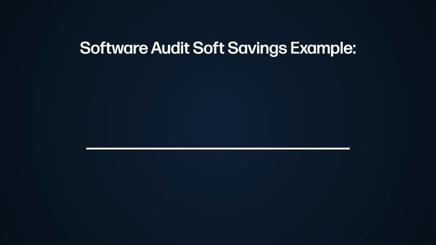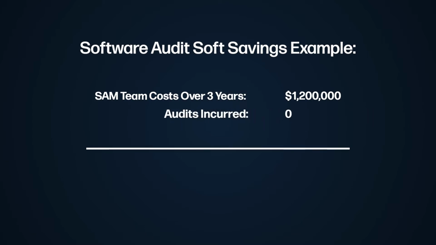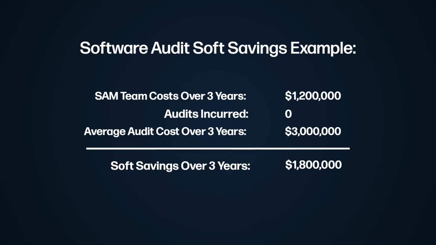For example, your IT team says their new SAM team initiative costs $400,000 a year, but since its implementation, they've not been audited by a software vendor in 3 years, with their average software audit costing them over $1 million in audit penalties and hours lost. They've returned to their company at least $1.8 million in soft savings over the 3-year period, thanks to this $400,000 yearly investment of a SAM team in your organization.